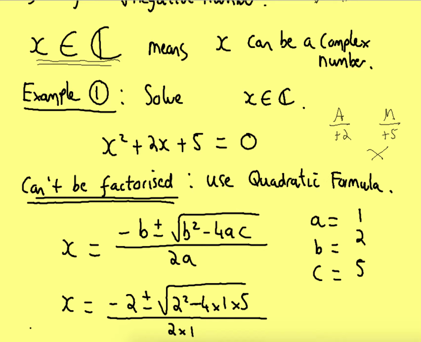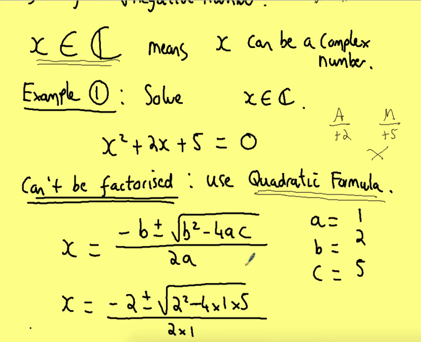So it's impossible to factorise that equation. That means we need to use the quadratic formula, and the quadratic formula is something that we've been using all the way through our maths life since we did National 5. So this is our quadratic formula, and we left off our 1, our 2 and our 5, and we substitute it into the formula.